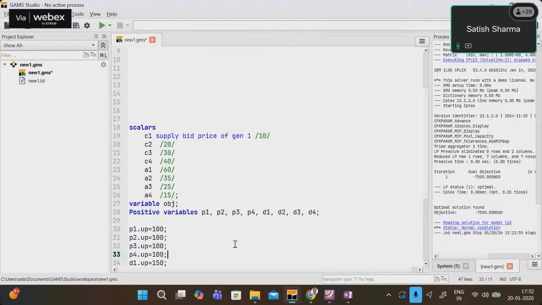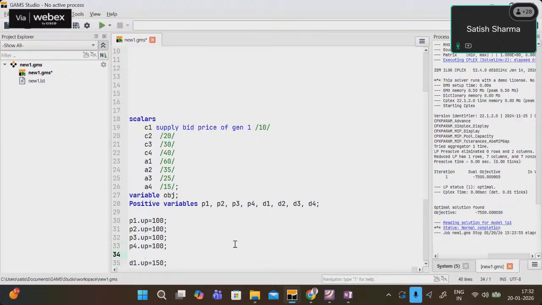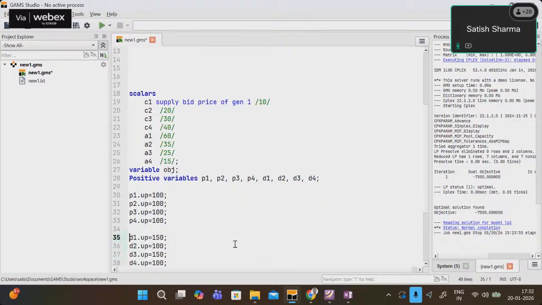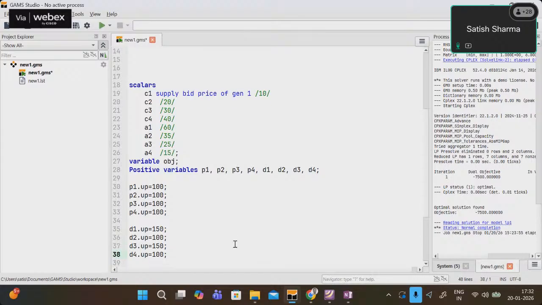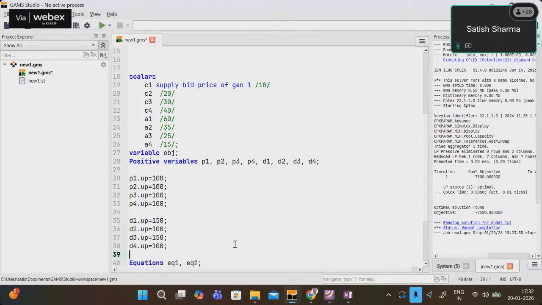So just to understand everything, I have written it in a very crude way, I would say. This is what I have mentioned. Then demand as well: D1 is 150, D2 is 100, D3 is also 150 and D4 is 100. Next, this input data has been completed.